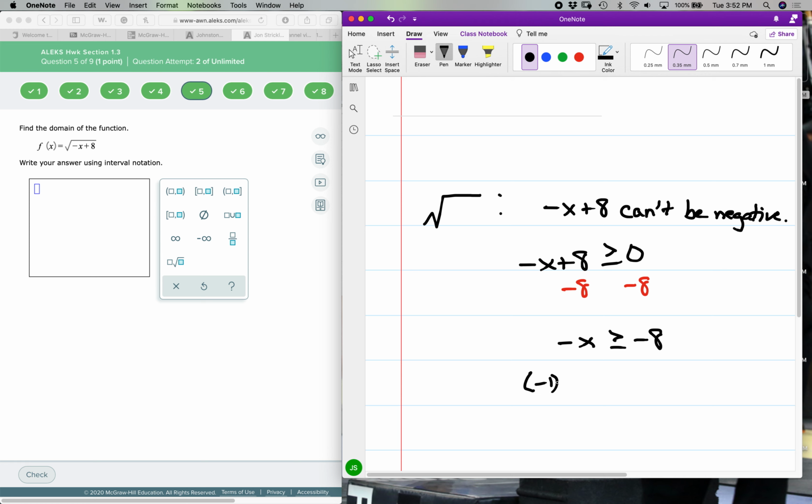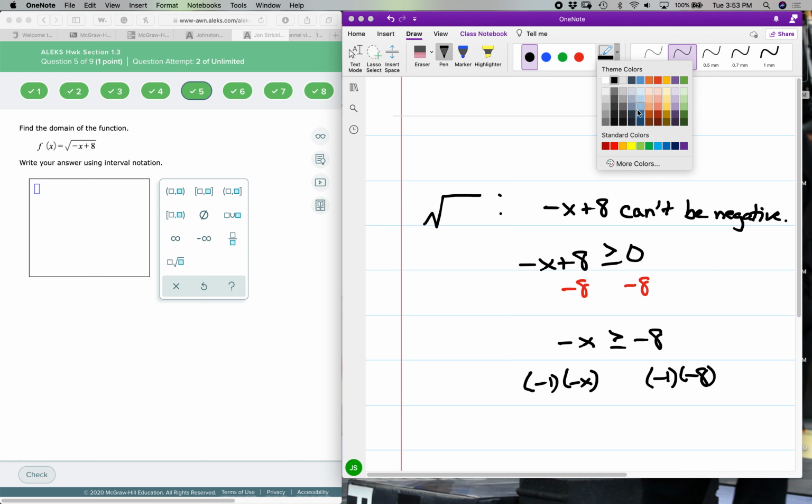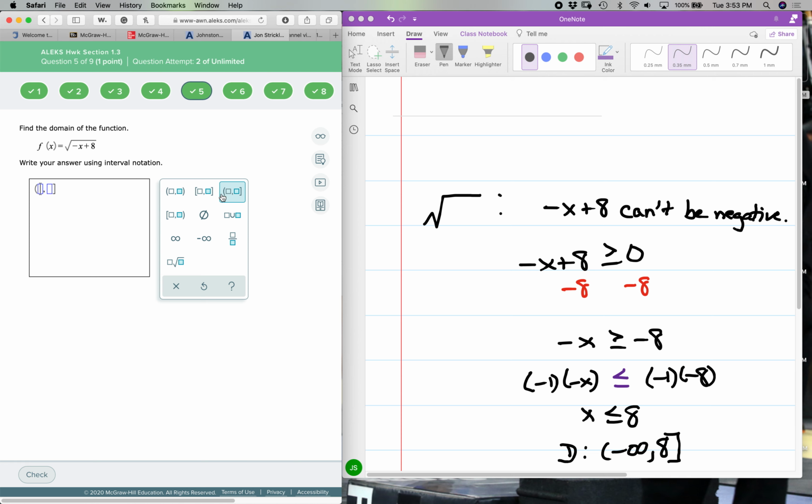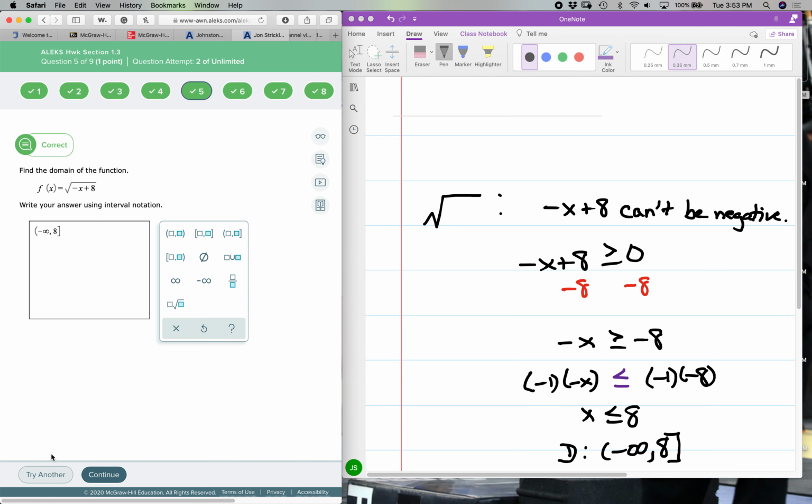negative x is going to be greater than or equal to negative 8. And again, if I change the signs since I'm solving for x, remember, if you multiply or divide by a negative, the direction of the inequality changes. And here we have x is less than or equal to 8. For the domain, we have going from negative infinity, approaching and including 8. So again, going from negative infinity to 8, and checking the result, that is correct.